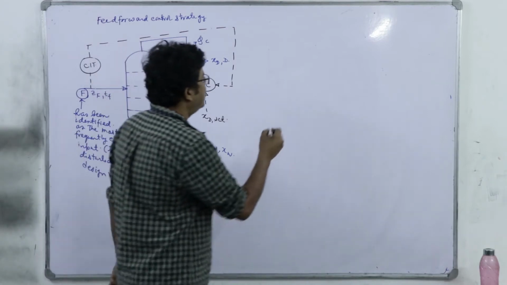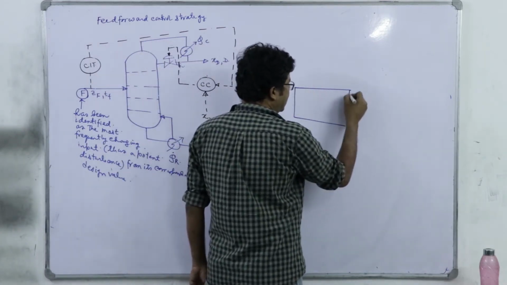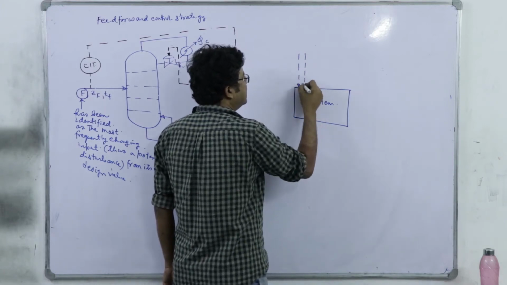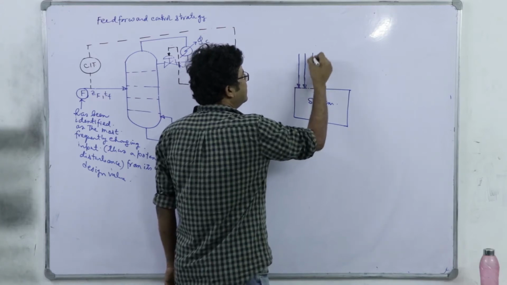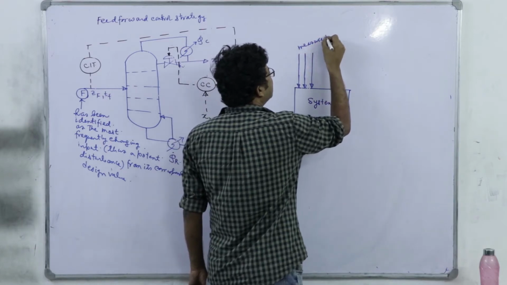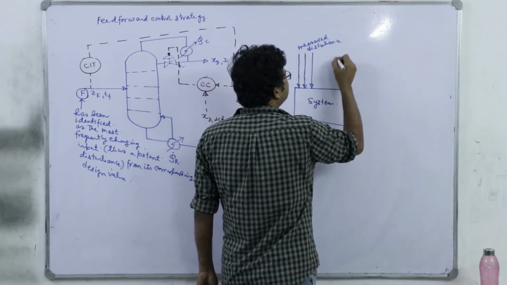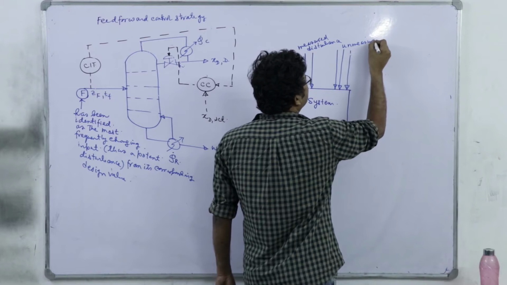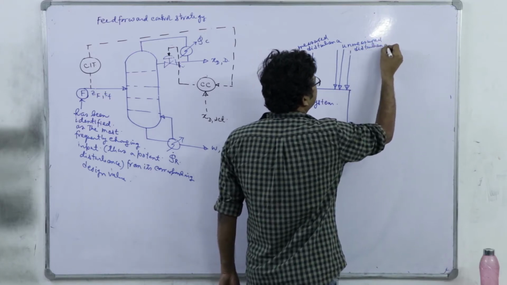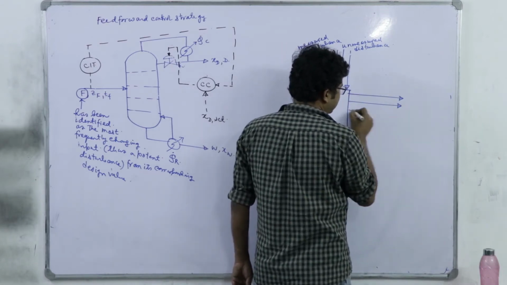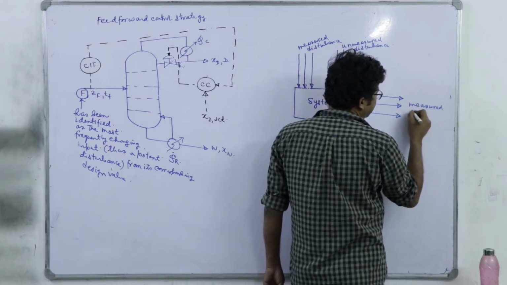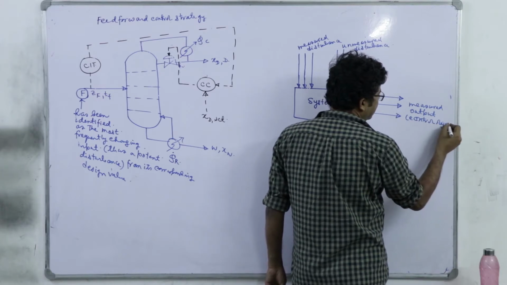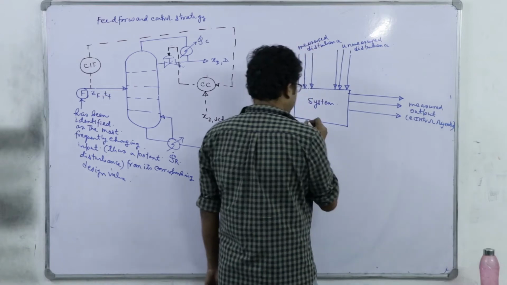So if I try to generalize it with a block diagram or schematic, then this is the system, these are the solid lines, measured disturbance, this is unmeasured disturbance, and here we have the measured output, which are my control objective, and there will be some unmeasured output as well.